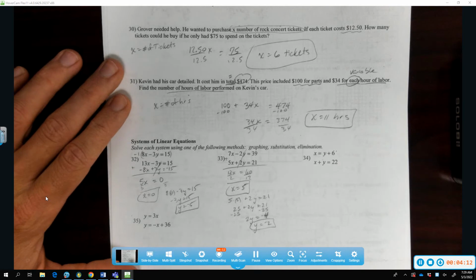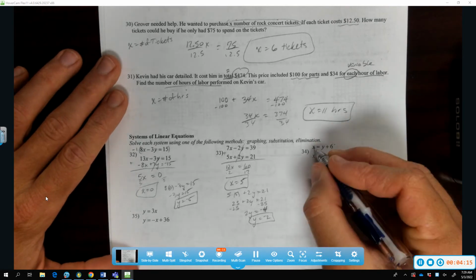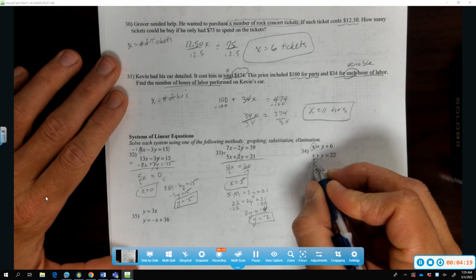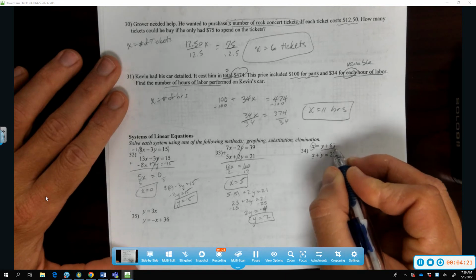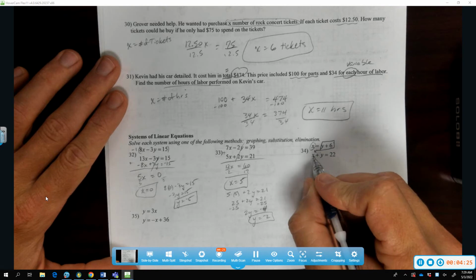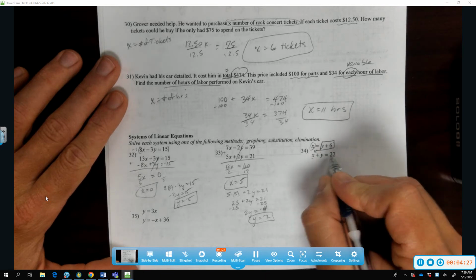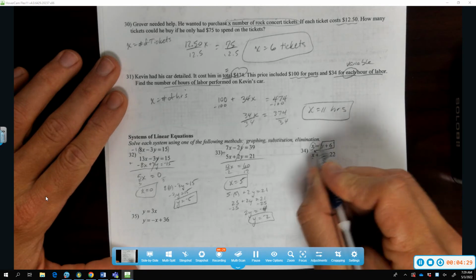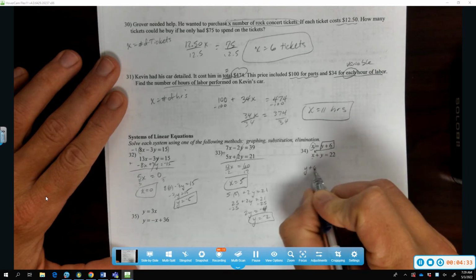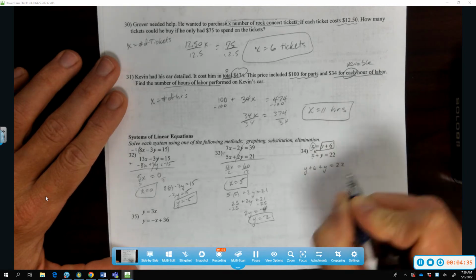Alright, looking at number 34, that's set up to do substitution. We have x solved for. So x is equal to y plus 6. So in this equation, I see x, I could substitute in y plus 6. So I've got y plus 6 plus y is equal to 22, right? I'm going to take this value, what x is equal to, and I'm going to substitute it in or plug it in for x. So y plus 6 plus y is equal to 22.